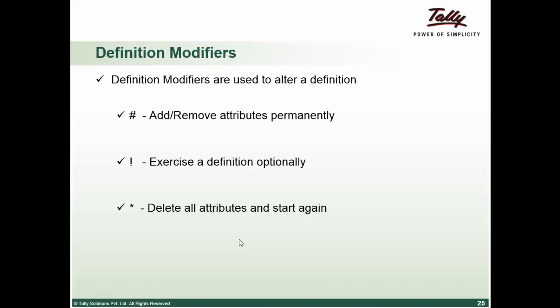Definition modifiers that are used to alter the definitions are hash, which removes or makes a change permanent. Exclamation exercises an optional definition. So based on a condition, if there is something that you want to execute, it will be prefixed with an exclamation mark. And then we have the reinitializer, which deletes all the attributes of the existing definition. So it makes the entire definition blank and you can restart writing the entire definition.